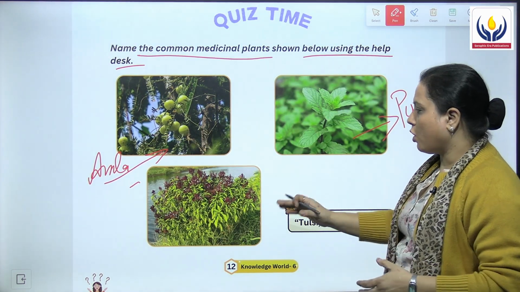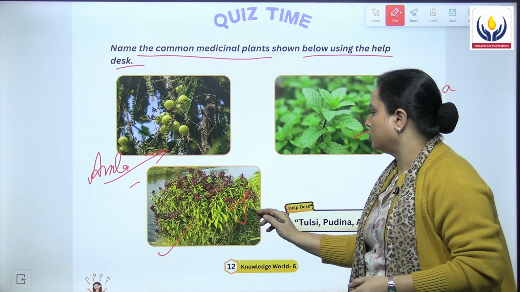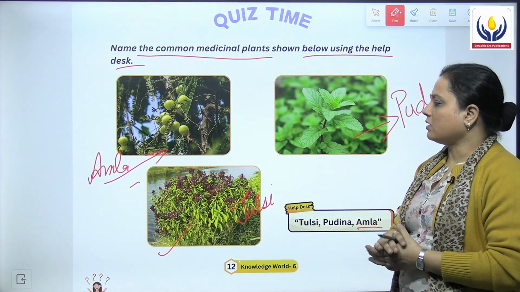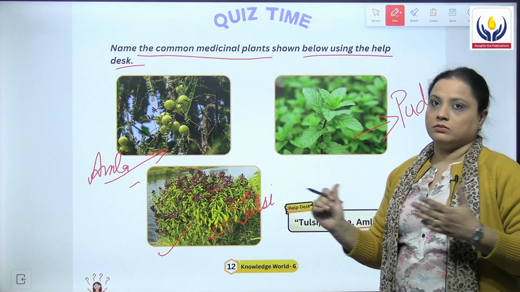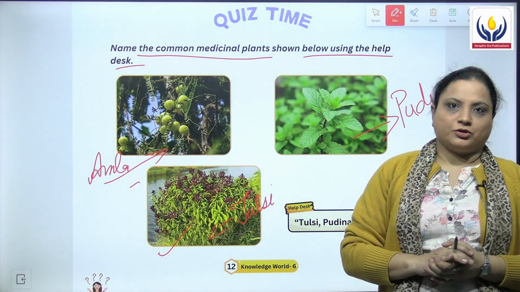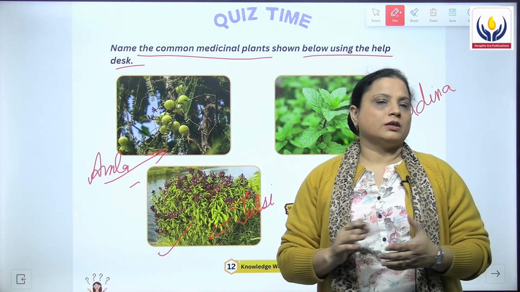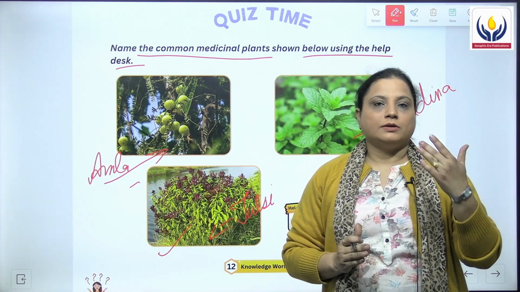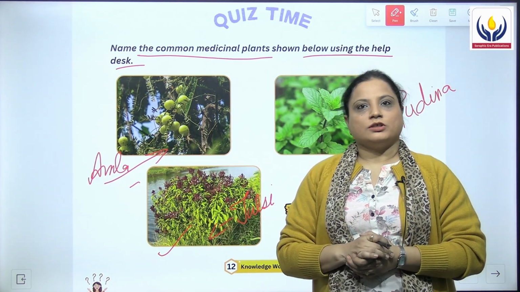Third image is of another medicinal plant which we call as tulsi or holy basil. So these are the names of the respective plants given over here. They are the medicinal plants. So I hope from this chapter, you must have understood about the various uses of various plants, and you must have learned the different names of also the unknown plants also. So this is all about the chapter.